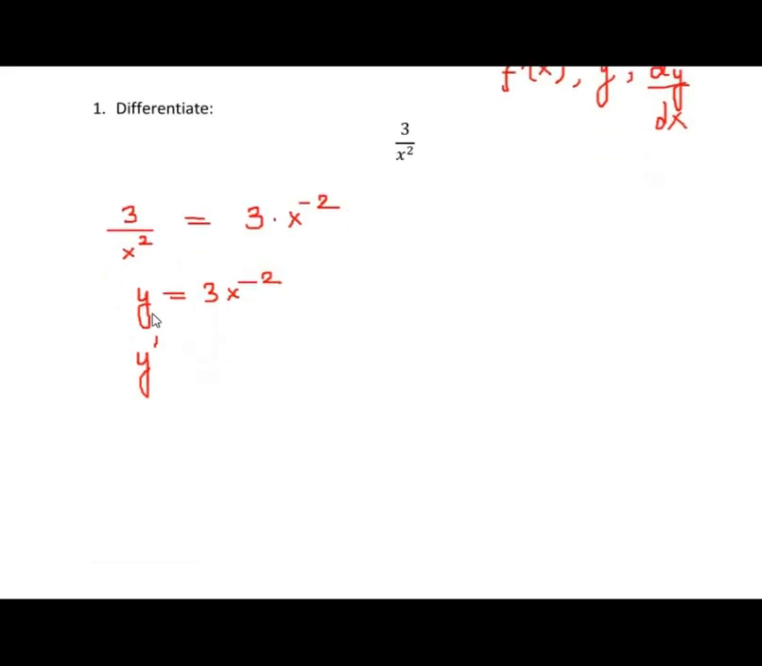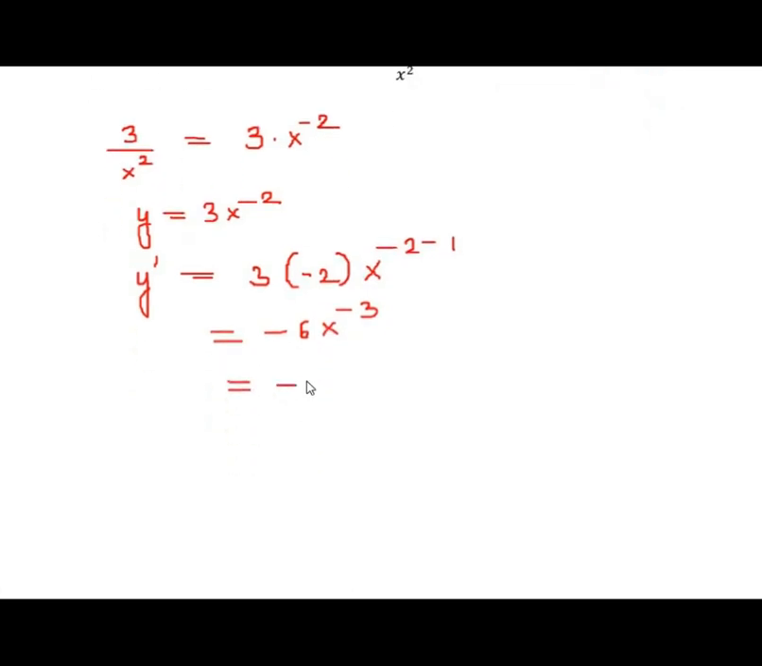So here I am going to take it as y dash equals 3. We know that the power of x comes down, it becomes minus 2, x raised to minus 2, and the power of x is again reduced by 1. So we get 3 times minus 2 is minus 6, x to the power of minus 3. And if we want to write it as a positive power, we just reciprocate it, and the x term in the numerator goes to the denominator and becomes a positive power. This is how we differentiate it.